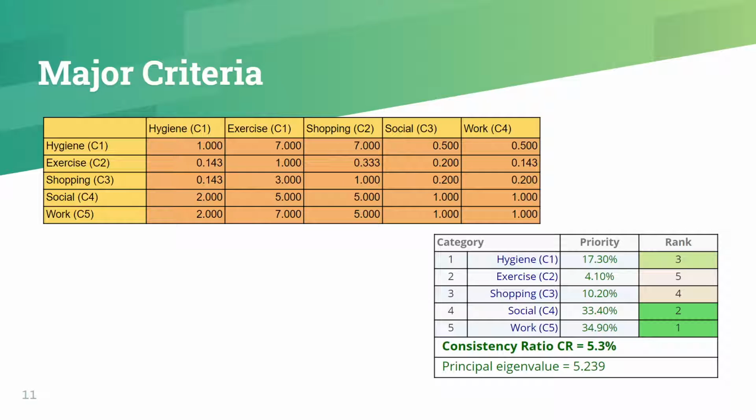So now we can see on the screen our 5 major criteria, which are the same as the ones shown in the hierarchical diagram from before. Our first major category is hygiene, which includes sub-criteria such as social distancing, proper sanitation, etc. Exercise refers to going to the gym, taking walks outside, or participating in team sports. Shopping and work are relatively self-explanatory. Social will refer to social gatherings and traveling.